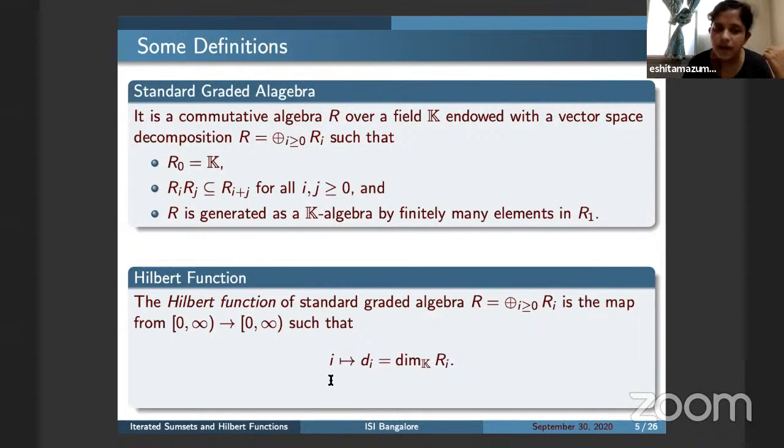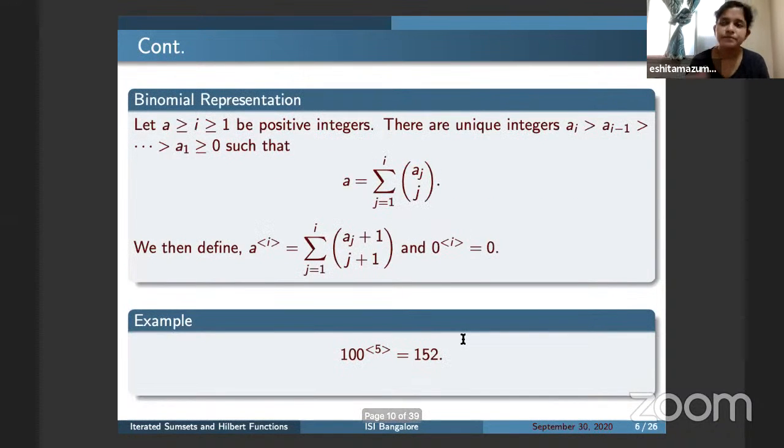So we can define a map from this set to this set, which will take i to the dimension of Ri. Now this particular function is known as the Hilbert function corresponding to the standard graded algebra R. Now move to the next definition.